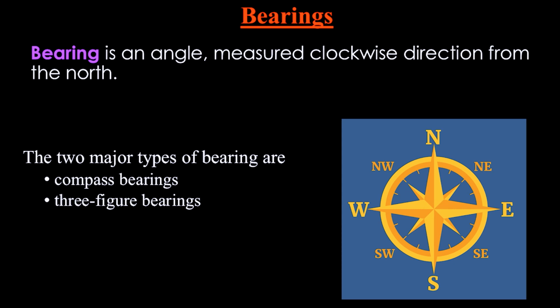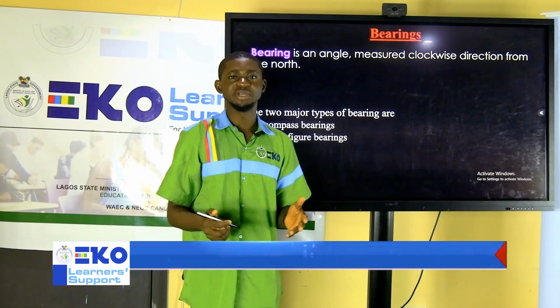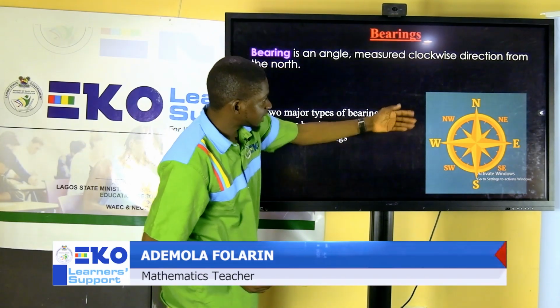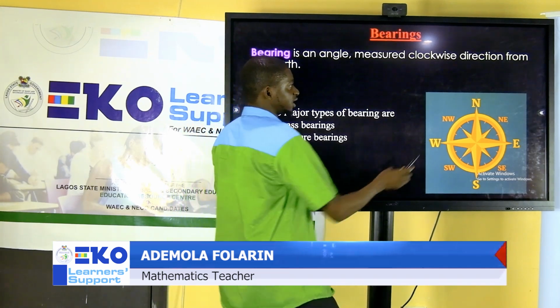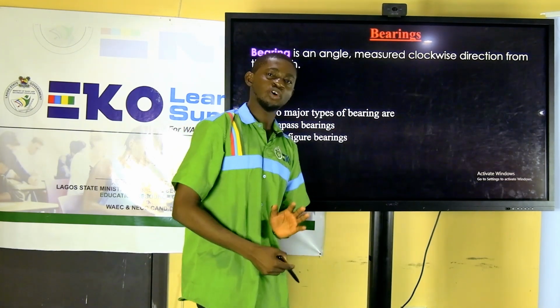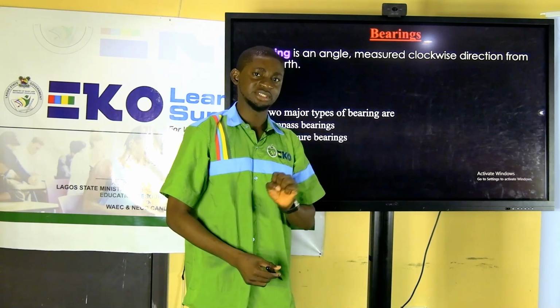There are two types of bearing. We have the compass bearing and the 3-digit bearing. Those are the two types of bearings. So let's take a look at this. Like I said, the north, the east, the south, and the west. Those are the four major cardinal points.